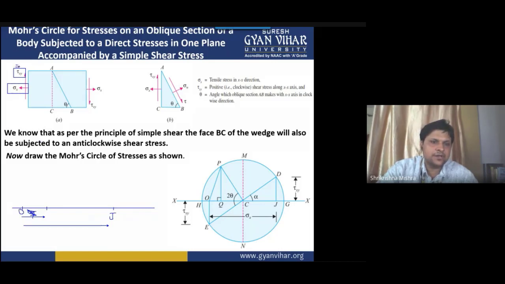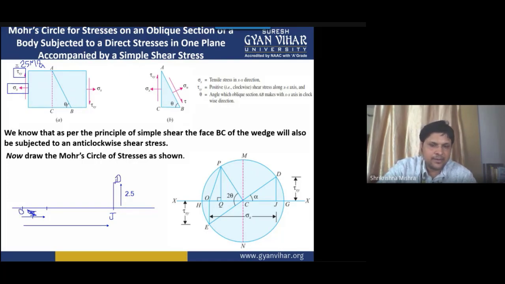For example, if the shear stress value is 25 megapascal, then by converting it into centimeter using the scale which is given here, 1 centimeter is equal to 10 megapascal, we will draw 2.5 centimeter. This line is basically 2.5 centimeter. Now mark this point as D, capital D.